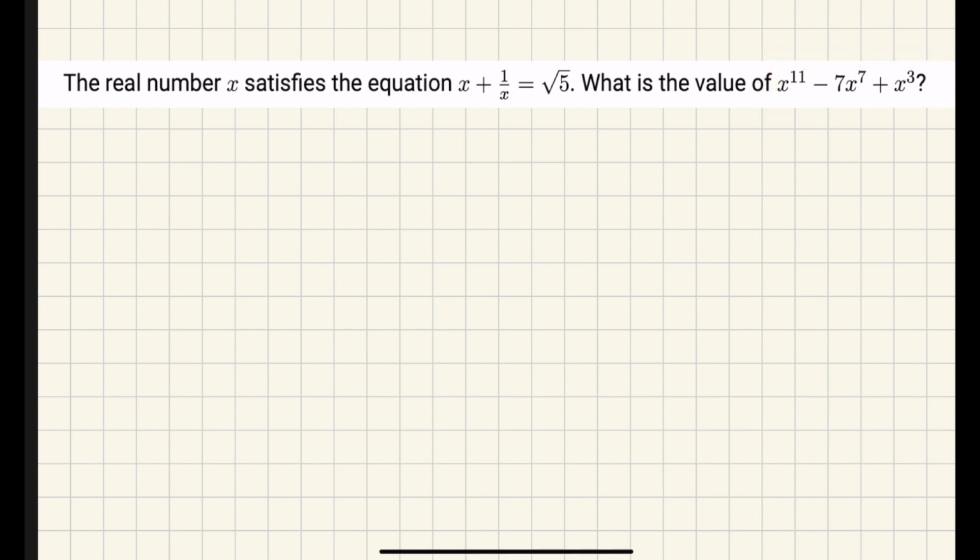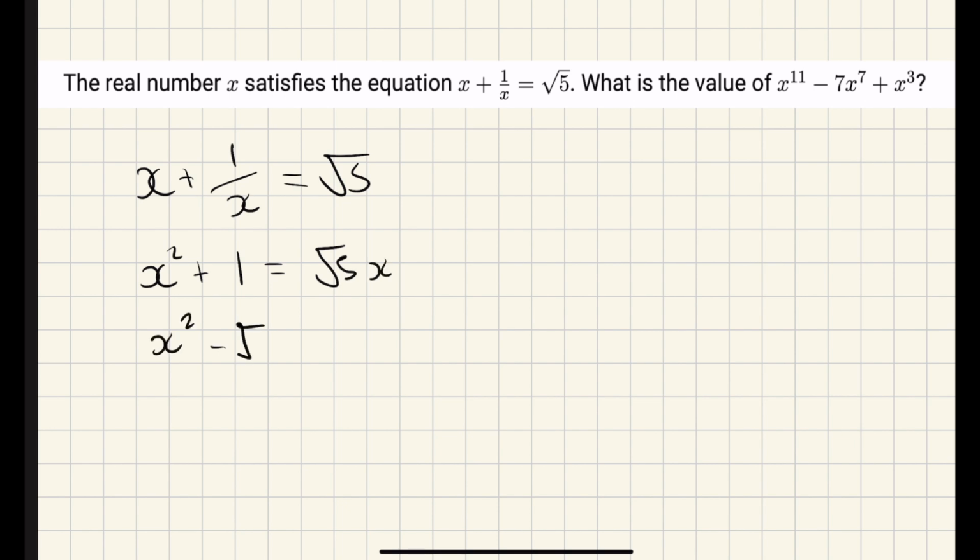Now, naively, what you might expect to do is to write out this first equation, and then turn it into a quadratic, so multiply everything by x, move everything over to one side: x squared minus square root of 5 x plus 1 equals 0, and then maybe use a quadratic formula or something like that, and then you're going to end up with this extreme radical form for x, which you would then substitute back into this.